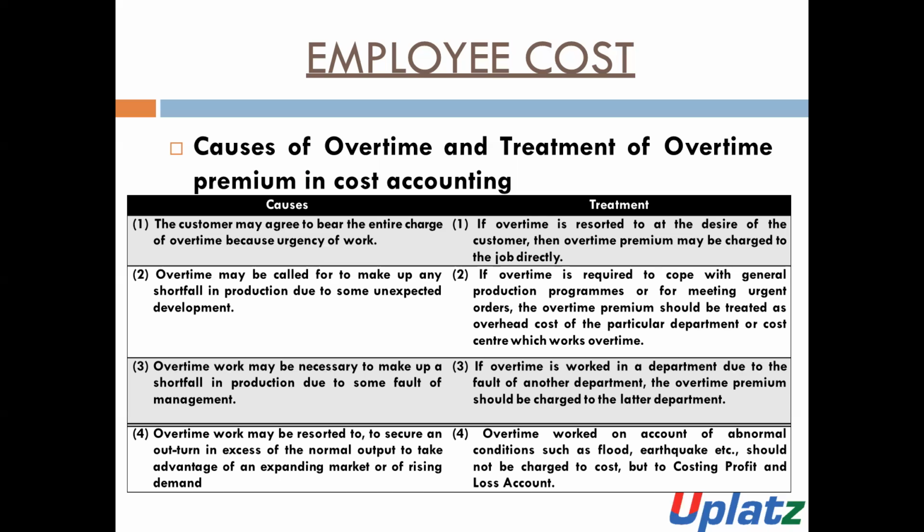Overtime worked on account of abnormal conditions such as flood, earthquake, etc. should not be charged to the cost, but should be transferred to the costing profit and loss account. That is, when overtime arises due to abnormal conditions such as flood or earthquake, it should not be charged directly to the product, but transferred to the costing profit and loss account.